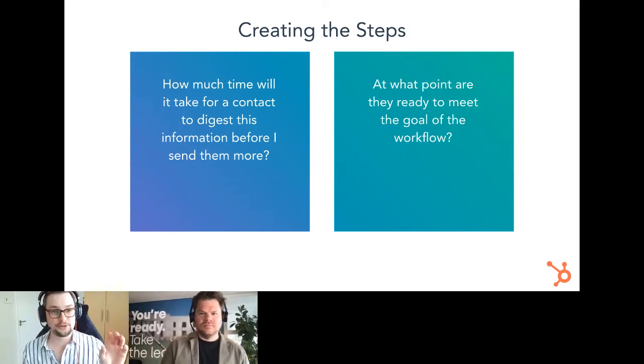And if the first thing you're sending is 70 pages, maybe you should split those 70 pages up so that you have relevant offers along the way. At what point are they ready to meet the goal of the workflow? So what information do I need to send to increasingly get people to the goal of my workflow? How do I provide value that nurtures people step by step?